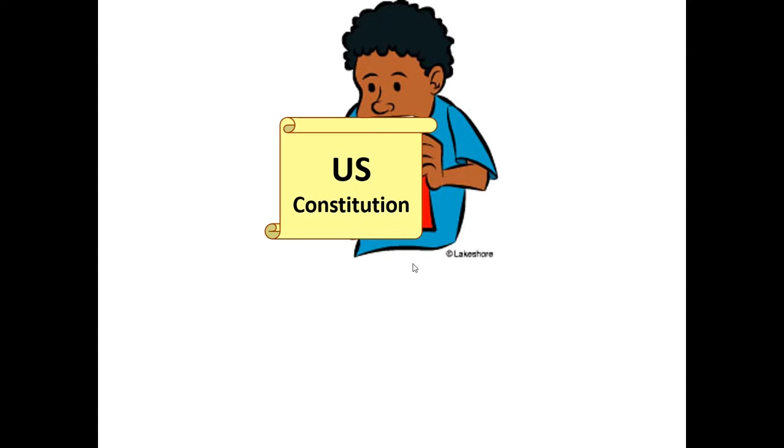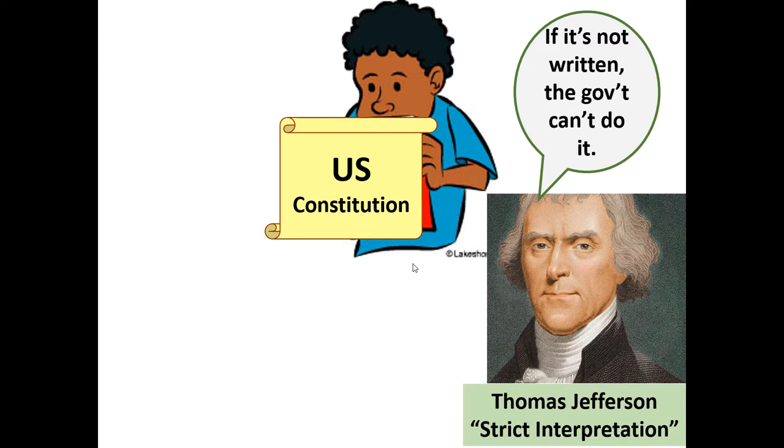What does that mean? If you are reading the U.S. Constitution, and specifically Article 1, Section 8, Jefferson, the guy with the strict interpretation, says if it's not in the U.S. Constitution, then the government does not have the power to do it. If it doesn't say in the Constitution that the government can do something, then the government cannot do that. It has to be written down. The powers have to be enumerated. They have to be explicitly stated. If it's not there, we can't do it. He is strict in his interpretation.